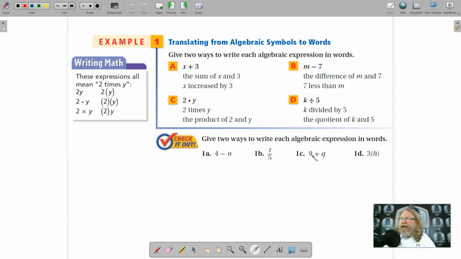For 1c, we have here, it looks like addition, right? So we could say 9 plus q. We could say the sum of 9 and q. We could say q added to 9. Any of those would work. And then for the final one, well, that looks like one of those multiplications, right? We have no operation sign there, so we recognize this as multiplication. We could call this 3 times h. We could say the product of 3 and h. We could say 3 multiplied by h. Any of those would work for that one.